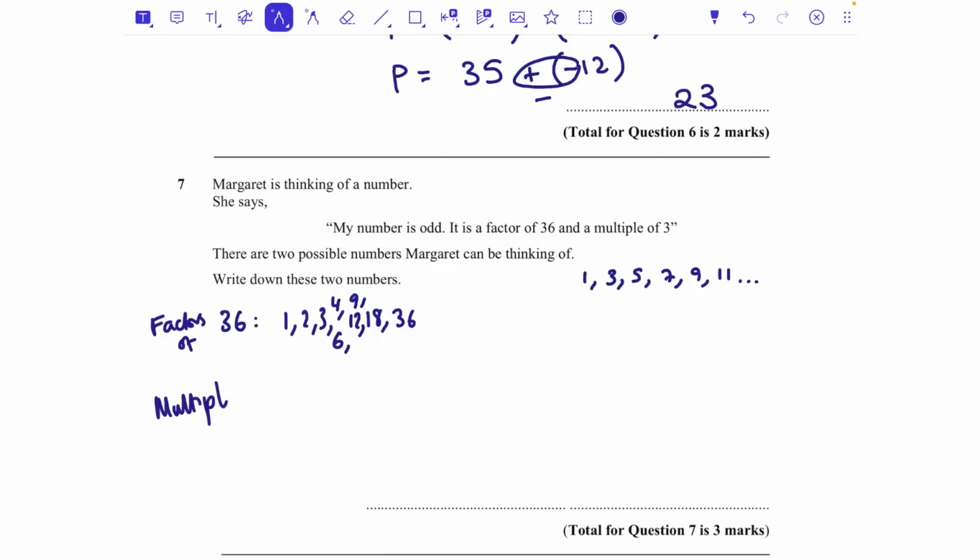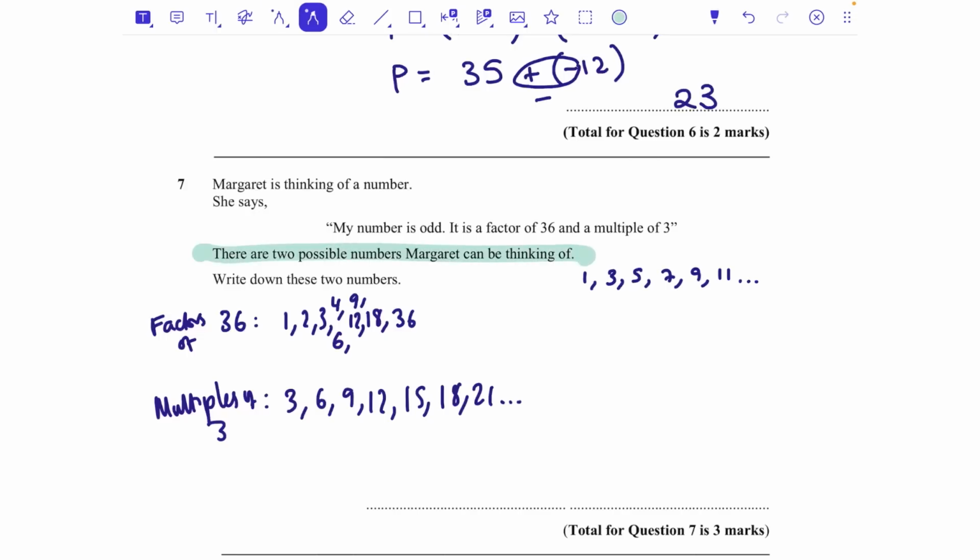The multiples of 3 have to be numbers in the 3 times table. So 3, 6, 9, 12, 15, 18, 21, and so on. Now, Margaret was thinking of a number that is odd, a factor of 36 and a multiple of 3.